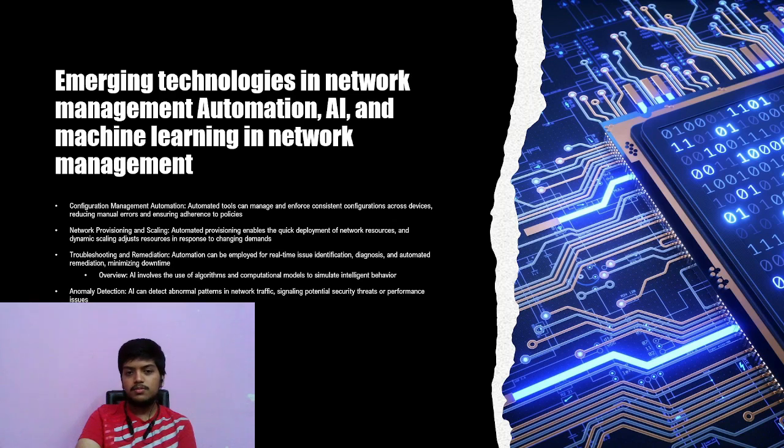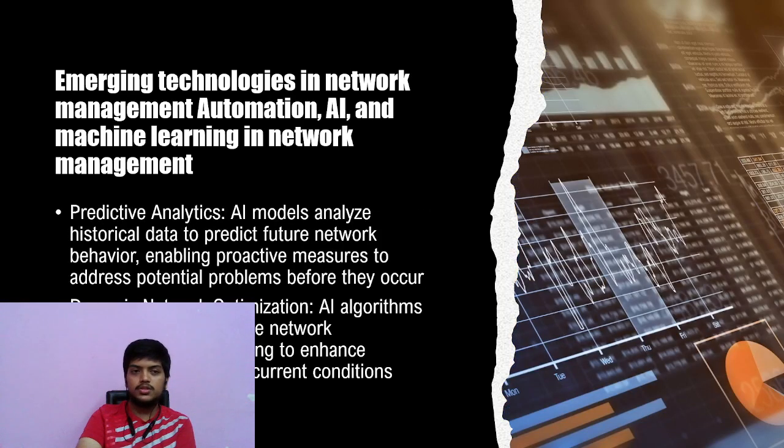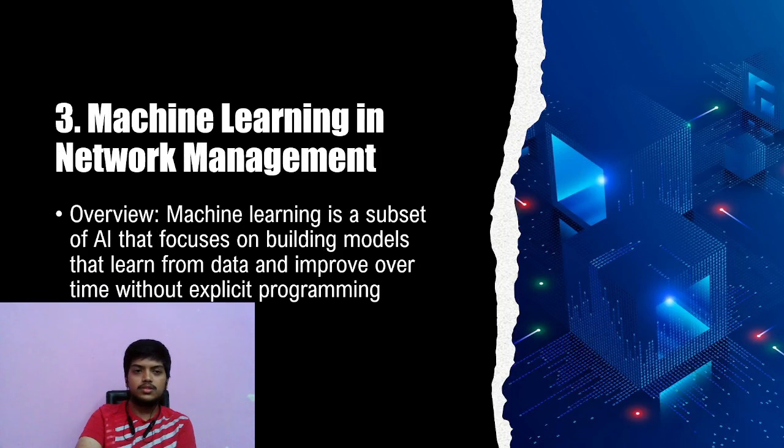Artificial intelligence is the use of algorithms and computational models to simulate intelligent behavior. Anomaly detection: AI can detect abnormal patterns in network traffic, signaling potential security threats or performance issues. Next are emerging technologies: predictive analysis and dynamic network optimization.